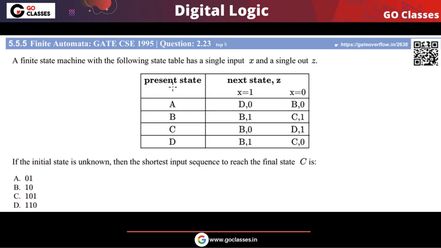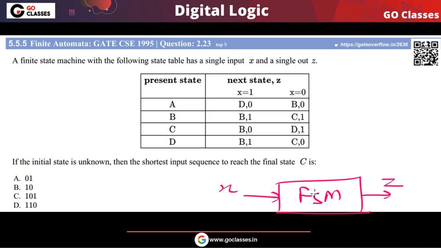Now, what this state table is saying is that if your present state is A and input is X, remember in this finite state machine the input is only X and the output is only Z. If the machine is in state A and you read the input X equal to 1, then the next state will be D and the output will be 0. Okay, so this is the point.